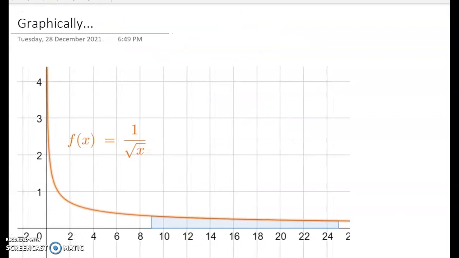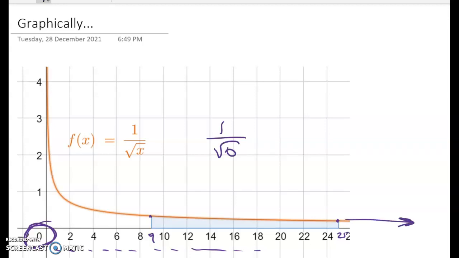So there's my function, 1 over root x. And you can see that here, we've just got a scale here that's going out in 2s. And we're interested in the area between 9 and 25. So that's that shaded area there. The function is continuous between 9 and 25, and the function is defined at these 2 endpoints. But you can see in here there are going to be 2 places where interesting things happen. And the first one is that x is not defined at 0. So 1 over root 0 is undefined. And then the other interesting thing that's happening is that obviously we've got a horizontal asymptote out here.